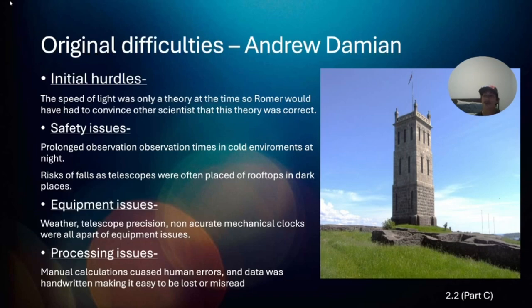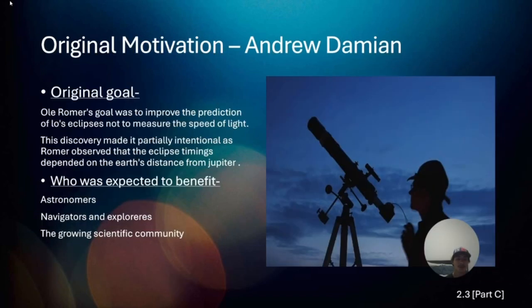Roemer's goal was to improve the prediction of Io's eclipse, not to measure the speed of light. This discovery was partially intentional, as Roemer observed that the eclipse timings depended on Earth's distance from Jupiter. Who was expected to benefit from it? Astronomers, navigators, explorers, and the growing scientific community.